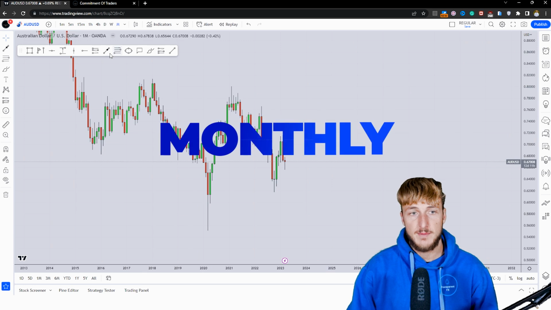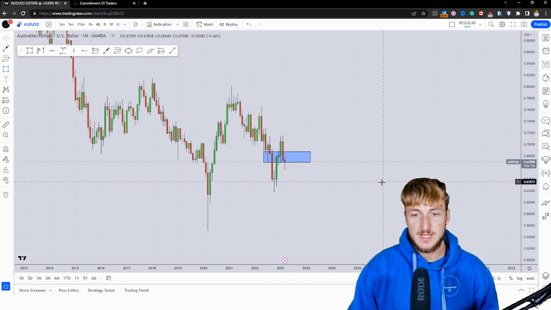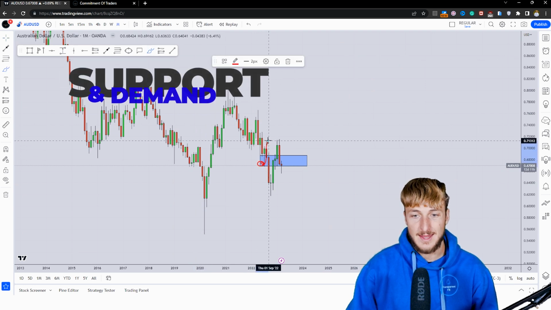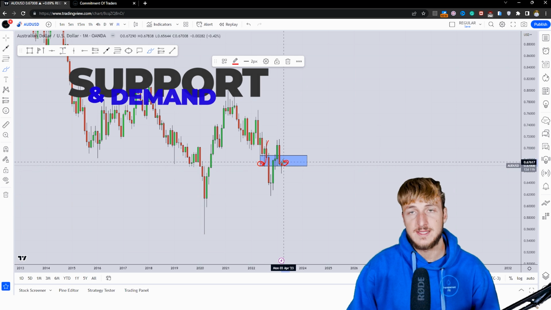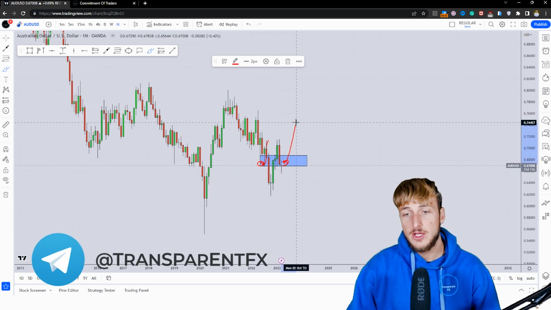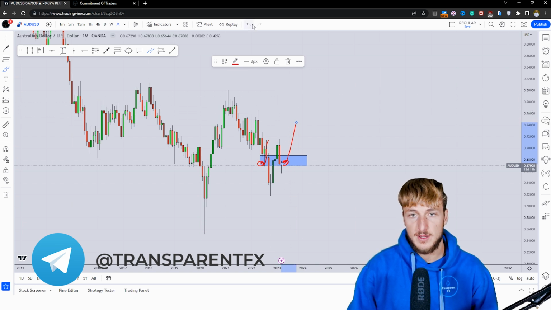Now, starting from the monthly time frame, what we can see is that at the moment we have a market which is testing a quite strong level of previous monthly support and demand, which is now once again acting as support and demand. And as the market is testing this area, there is a good probability of seeing a potential rejection to the upside away from this zone.